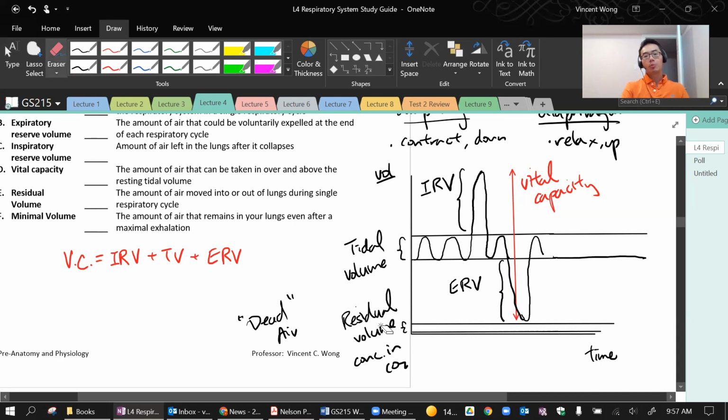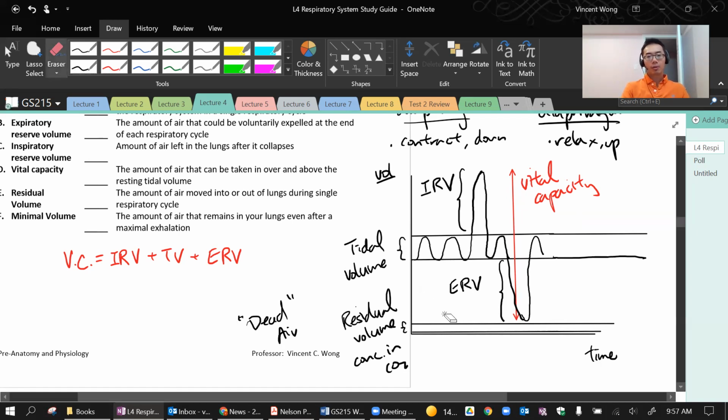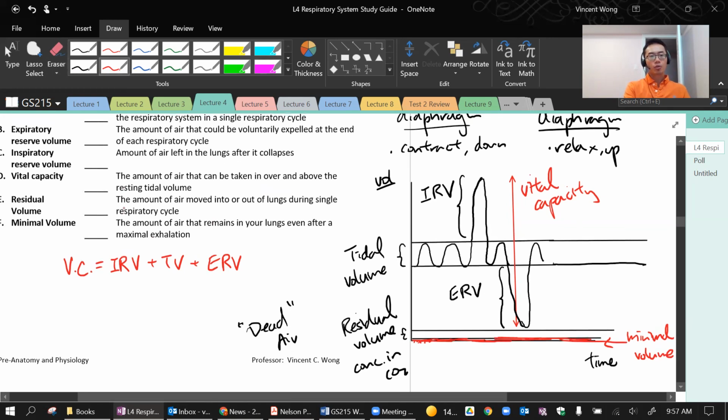The only time the residual volume comes out is if you pop the lungs, if there is some kind of puncture wound, so there's a knife, or if your rib cage breaks and punctures your lungs, then the residual volume comes out. And even then, you will still have a bit of air left in the lungs. That is called the minimal volume. So those are the volumes that you should know.